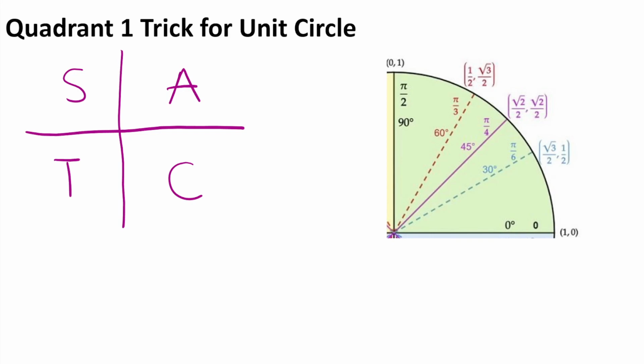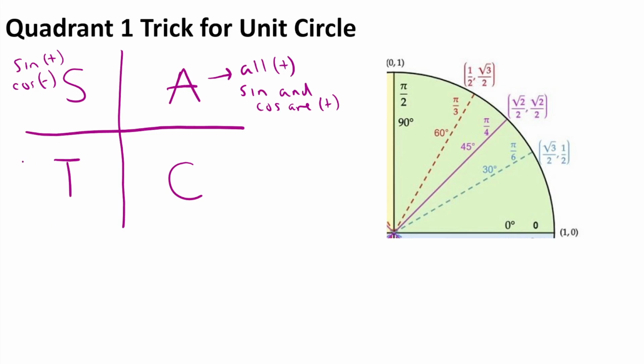First, I drew this little chart right here on the left side where it says A, S, T, and C, and it's divided into 4 parts. These 4 parts represent the 4 different values that are positive in these quadrants. In the first quadrant, we say that all is positive, meaning the sine and cosine are positive. In the second quadrant, sine is the only one positive, meaning cosine is negative, and other implications can be made later on. In the third quadrant, tangent is positive.